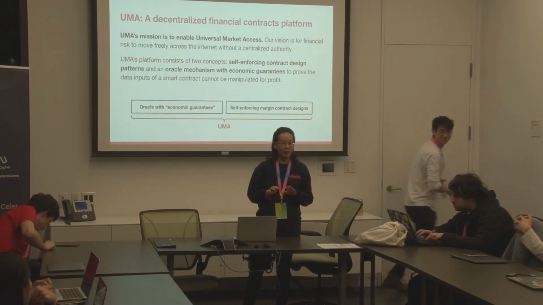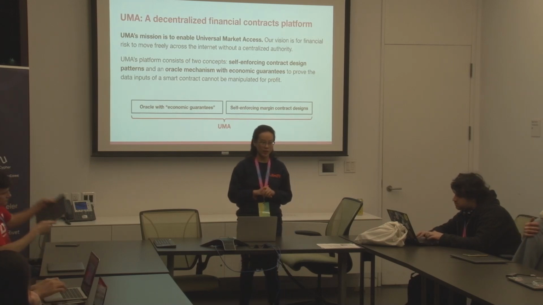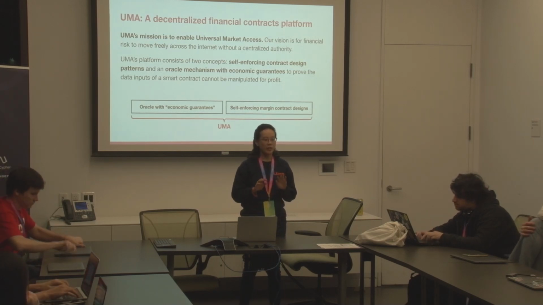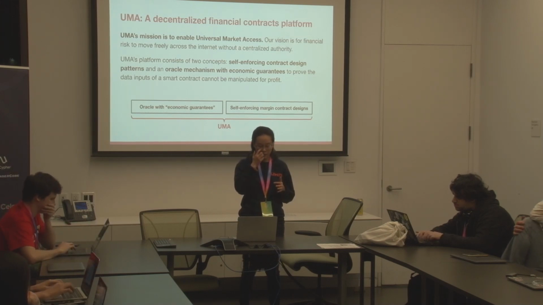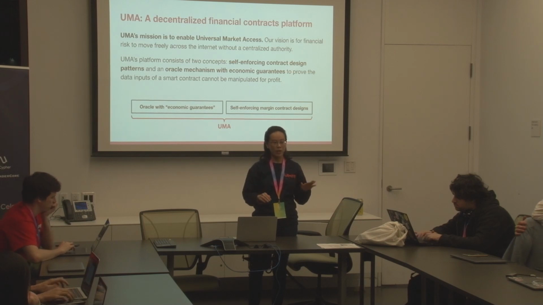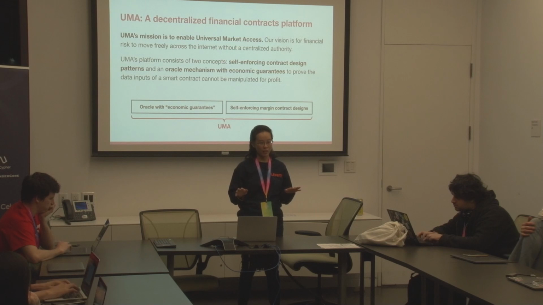High-level overview of what UMA is and does. We're a decentralized financial contracts platform. That means that we provide the technology to create these kinds of financial contracts. That consists of 2 parts: smart contract templates, as well as an oracle with economic guarantees.